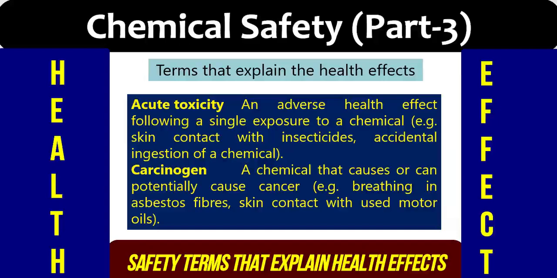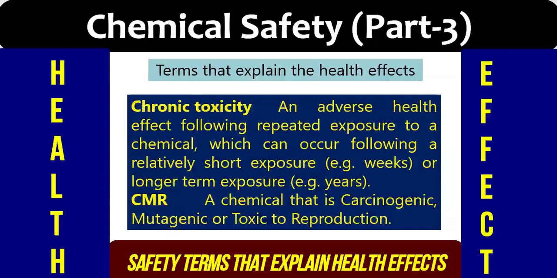What are carcinogens? A chemical that causes or can potentially cause cancer. For example, breathing in asbestos fibers, skin contact with used motor oils. This may lead to cancer. You can understand chemicals are very useful, but at the same time, chemicals are very hazardous if not handled, used, or stored safely. What is chronic toxicity, dear friends and fellows?